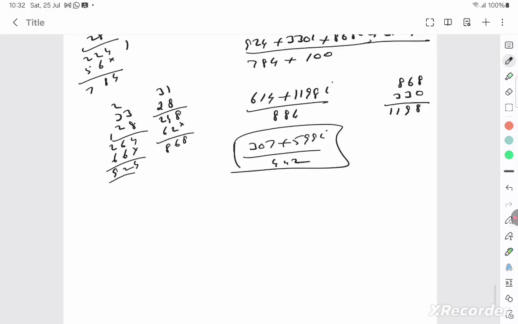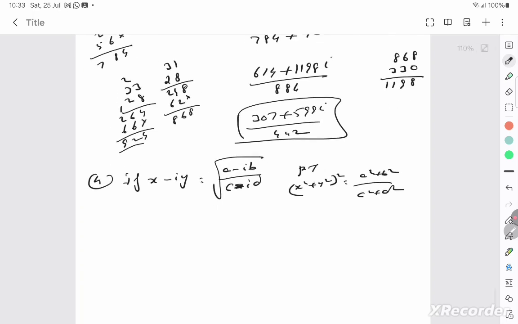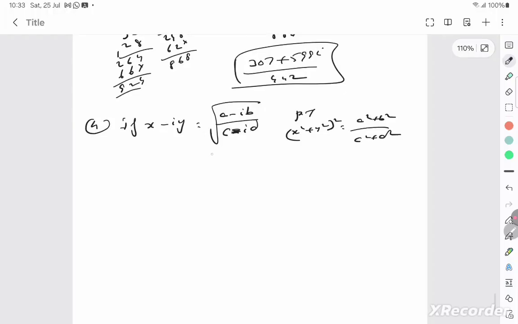So just reducing to standard form. Okay, so the fourth question is: if x minus iy is equal to root of (a minus ib) by (c minus id), prove that (x square plus y square) the whole square is (a square plus b square) by (c square plus d square). Now first I'll square both sides because I don't want the root. So it's x square plus y square minus 2xyi, because i square is minus 1.